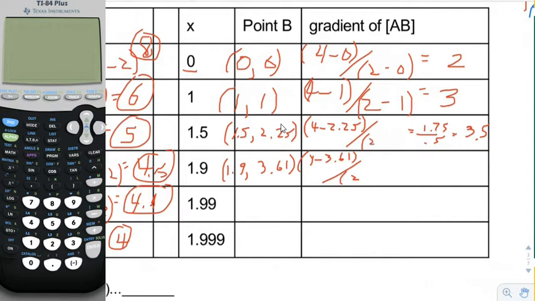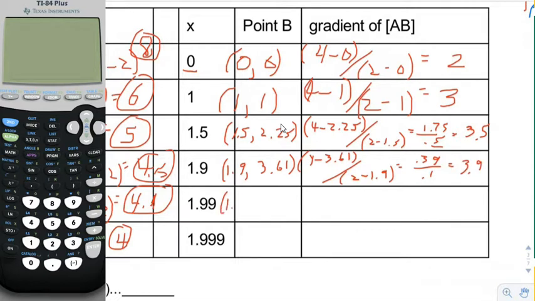It's 2 minus 1.5, but it still gives us 0.5 there, okay? And then here it will be 2 minus 1.9, so that would give me 4 minus 3.69 is 0.39, divided by 2 minus 1.9 is 0.1, which would give me 0.39 divided by 0.1, which is going to be 3.9.